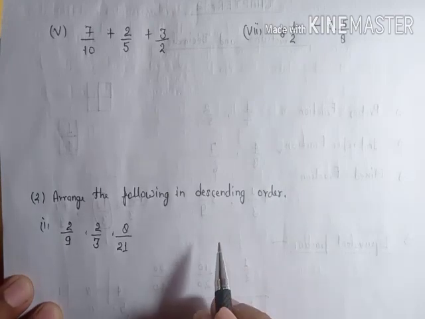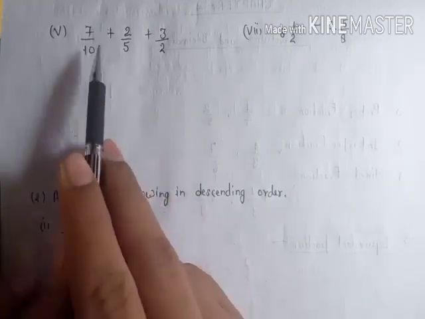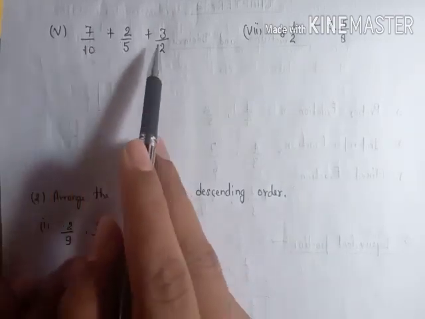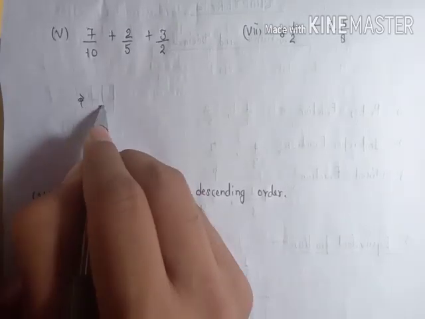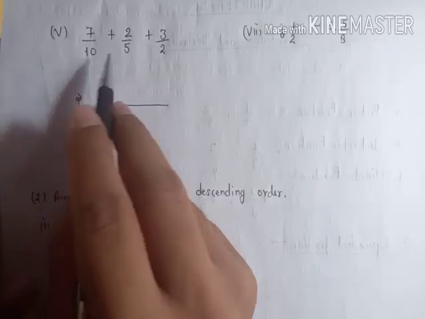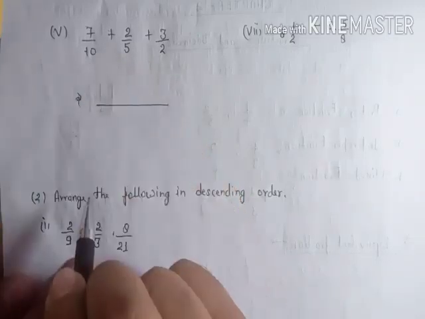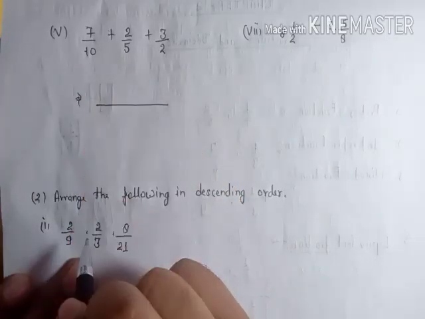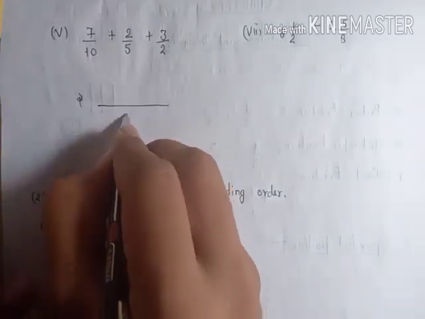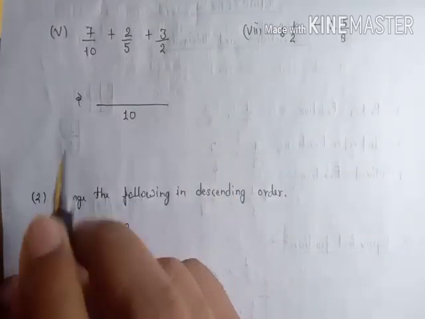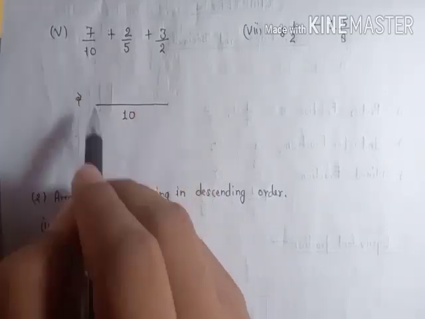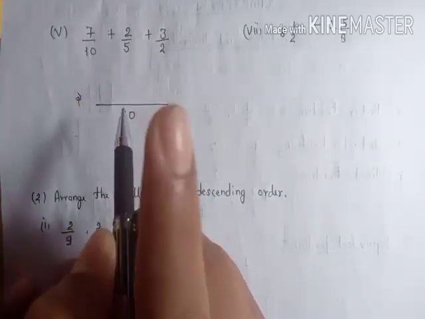And we have the fifth part of the question: 7 upon 10 plus 2 upon 5 plus 3 upon 2. So we have to add these terms. Get the LCM of 10, 5, 2, and do you know what the result is? That is 10. So get this LCM in your copy and check the answer. That is 10. Now divide this term by 10. 10 ones are 10, and now the quotient is 1.